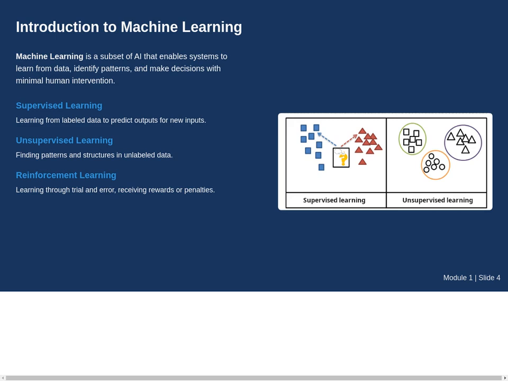Supervised learning involves learning from labeled data to predict outputs for new inputs. The model is trained on input-output pairs and learns to map inputs to correct outputs. Unsupervised learning works with unlabeled data, finding patterns and structures without prior knowledge of the output. The model discovers hidden patterns or intrinsic structures in the data. Reinforcement learning is about learning through trial and error, receiving rewards or penalties. An agent learns to make decisions by performing actions in an environment to maximize cumulative rewards.